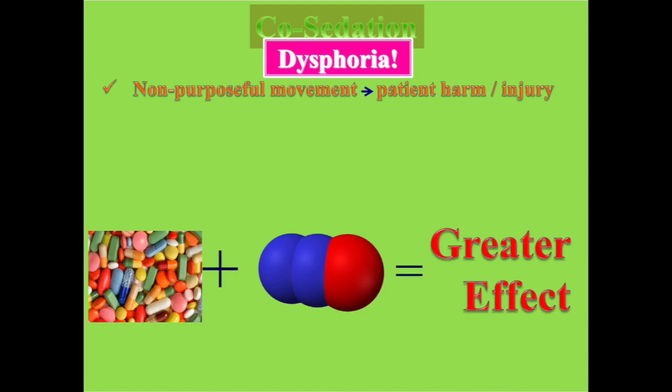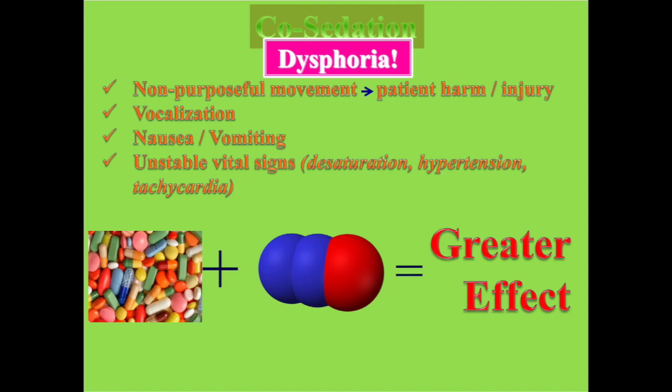They'll be thrashing and kicking and yelling and pulling their IV out, but they're not doing it on purpose. It's because they're still in that dangerous stage 2, that delirium excitement stage. So they can harm themselves and they can harm us. They might be screaming and yelling, so they're vocalizing. They might throw up and be nauseous. And they are going to have unstable vital signs. Probably they're going to desaturate on their SpO2. They're going to have hypertension and tachycardia. So all those things are just bad for the patient, and they're dangerous for the patient.